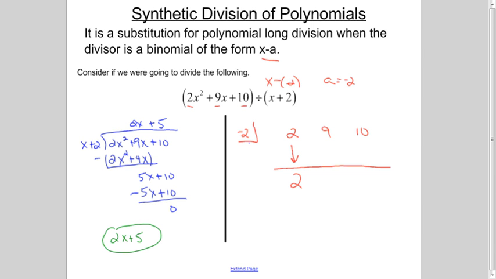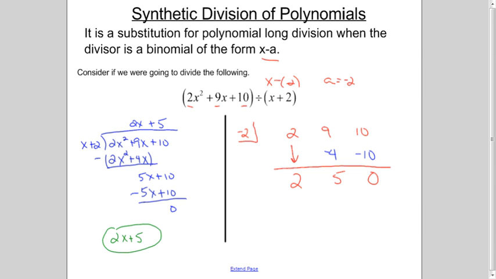Then I'm going to multiply the negative 2 by the 2 and write the answer right here. So it's going to give me negative 4. Then I'm going to add down. 9 plus negative 4 is 5. Again, I'm going to take my value of a, multiply it by that number, and write the result here. Sometimes we refer to this as bounce multiplication. So negative 2 times 5 is negative 10. Then I will add down here, and you'll see that I get 0.